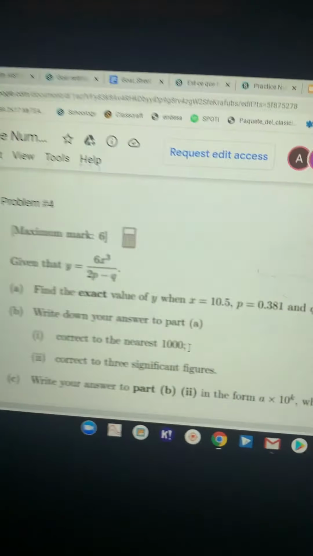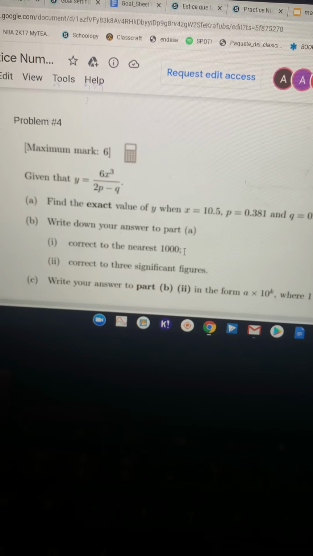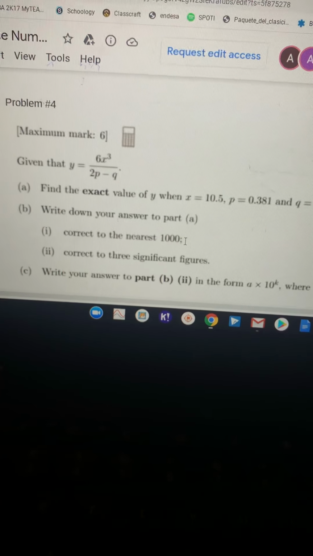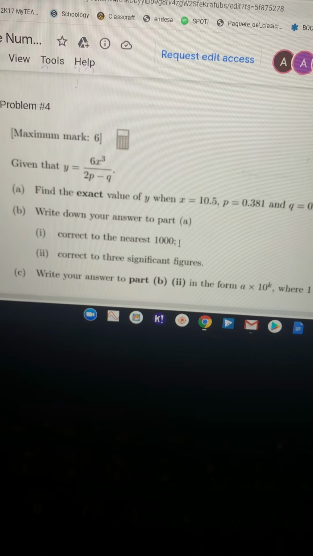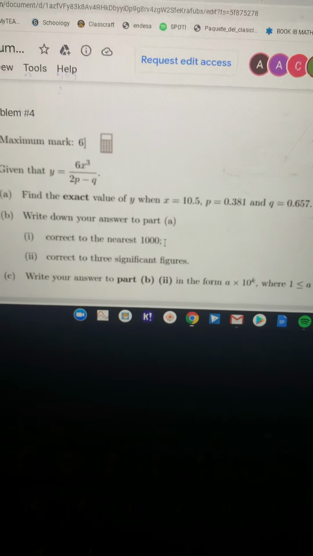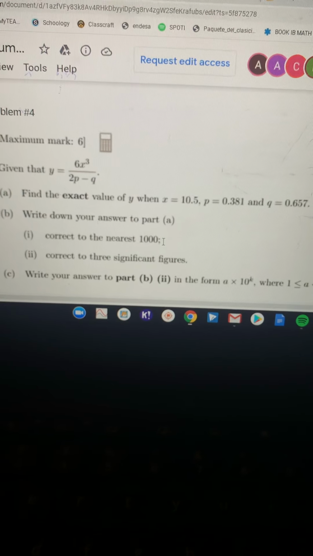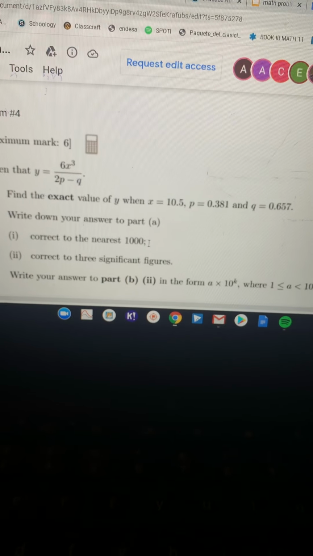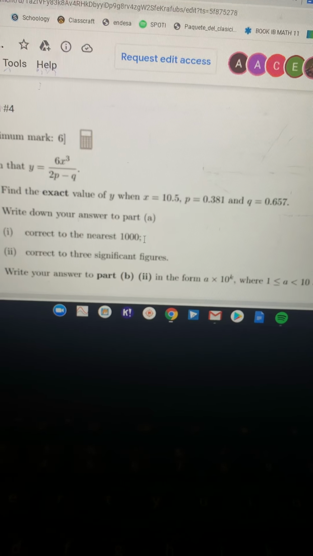And now moving on to problem number 4. Problem number 4 gives us this equation, which says y equals 6x cubed divided by 2p minus q. First, it asks to find the exact value of y when x equals 10.5, p equals 0.381, and q equals 0.657. To find the exact value of y, we must plug those values into this formula.